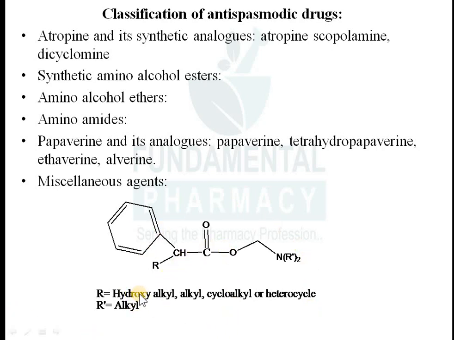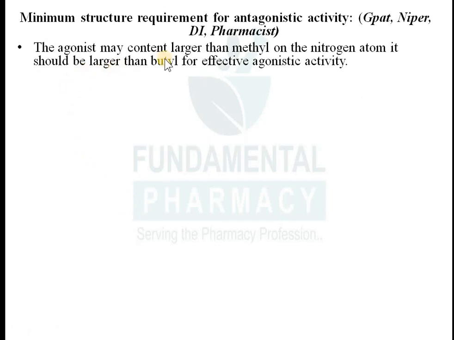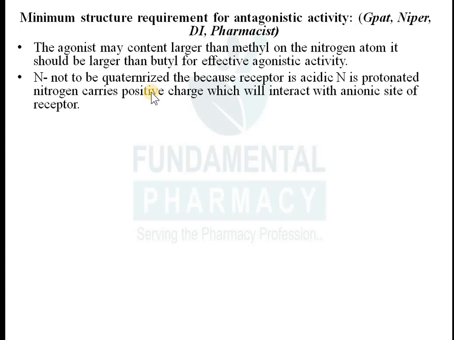Here R can be replaced by hydroxyalkyl, alkyl, cycloalkyl or heterocyclic. These are okay. Now R dash is nothing but alkyl, dimethyl, diethyl, like that. So this kind of structure will be active as an anti-muscarinic. So this will block the muscarinic receptor. The antagonist may contain a group larger than methyl on the nitrogen atom. It should be either propyl or butyl for effective antagonistic activity. Nitrogen is not to be quaternized.